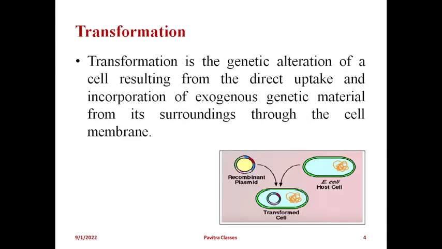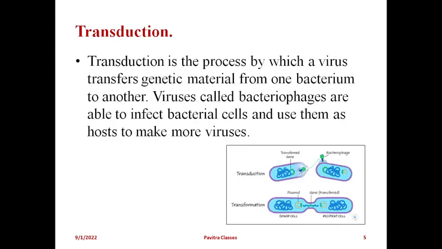It can be directly inserted into the bacterial E. coli host cell. This is the bacterial E. coli host cell, and this recombinant plasmid can be directly inserted into it. So the transformation into this cell has taken place, and this whole cell is now called the transformed cell. So transformation is the genetic alteration of a cell, this cell E. coli, resulting from the direct uptake of exogenous genetic material. Exogenous means outside the cell. Whatever genetic material is in the surroundings of the cell, it will take through the outer layer of the bacterial cell, that is the cell membrane.